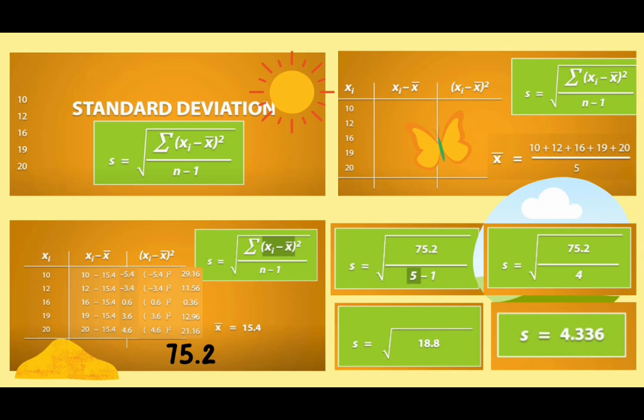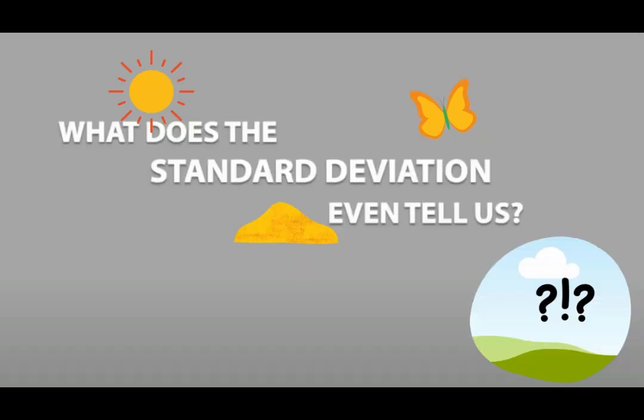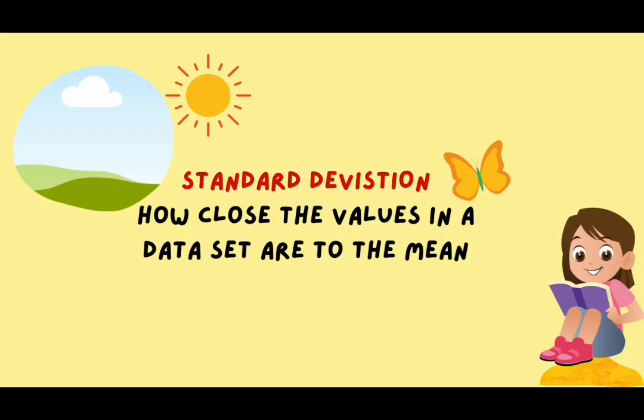Now, ano ba yung standard deviation? Ano bang indication yan? What does it tell us? So, what does the standard deviation even tell us? Para saan yan? Do you know now? Okay. You can find it in your book. But to make it short, standard deviation tells us how close the values in the data set are to the mean.